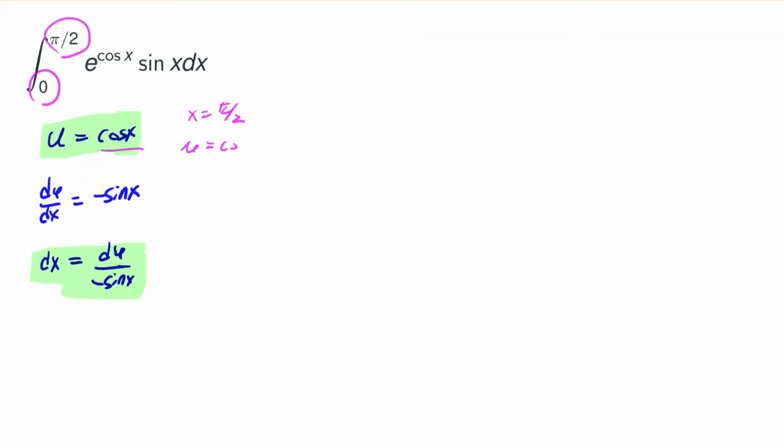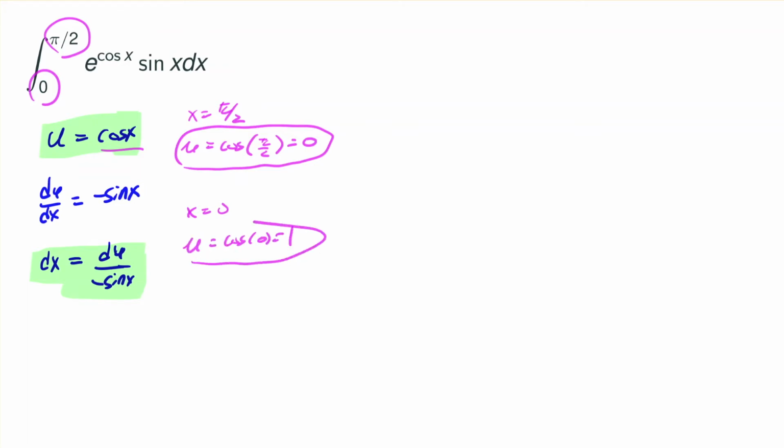u is cosine of pi over 2, which is 0. Okay, so this is the upper bound now. 0 is the upper bound. When x is 0, what is cosine of 0? u is cosine of 0, which is 1. So now 1 is the lower bound.